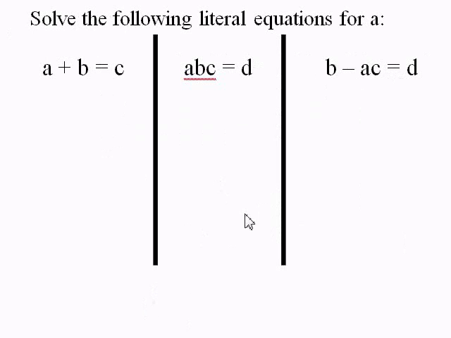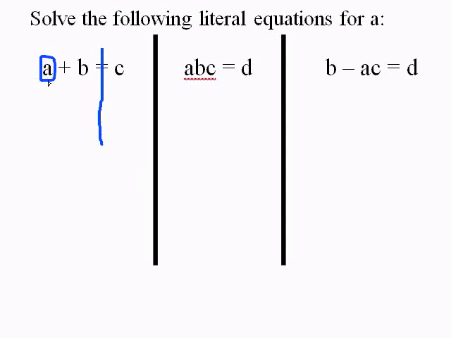So now I'm going to solve some literal equations for the variable a. It is a good idea when you're solving these equations to box the variable you are trying to solve for. This is a visual way to keep track of what letter you're trying to get by itself. Now I'm going to split the equation into two pieces, the left side and the right side, and I've got to get a by itself.